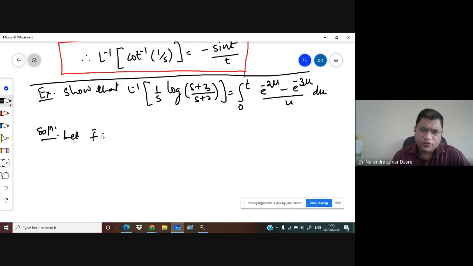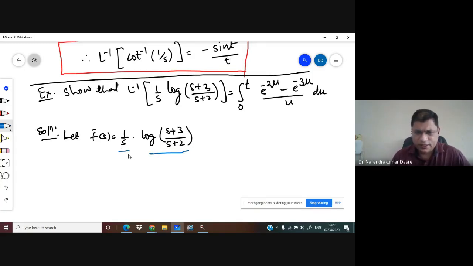So let f bar of s be equal to 1 by s into log of (s plus 3) upon (s plus 2). So we are going to consider this as function 1 and this as function 2. Already it is a product, and hence let us use the convolution theorem. So the first step of the convolution theorem, we have already split the given function into a product.